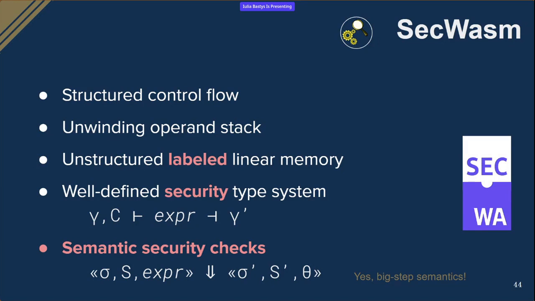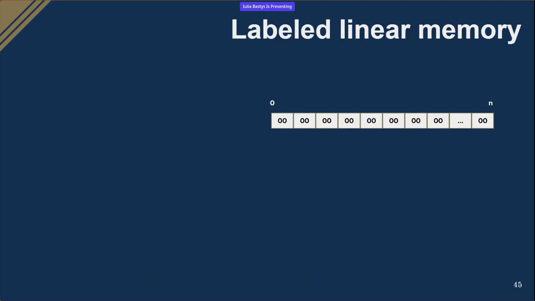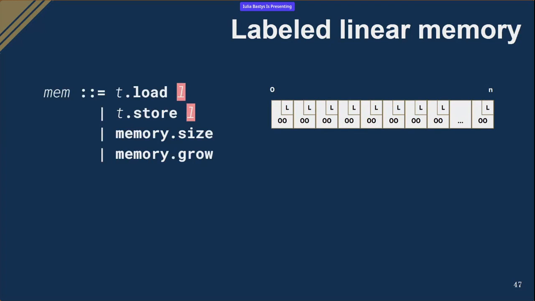And yes, there's a small note on the slide. We are using a big step semantics in our formalization, which is in contrast to the small step semantics that WebAssembly uses in their documentation. So how does this labeled linear memory look like? Every memory location receives a security label. And because of this, both reading and writing instructions are also adorned with a security label.